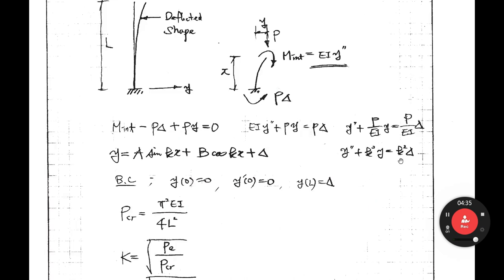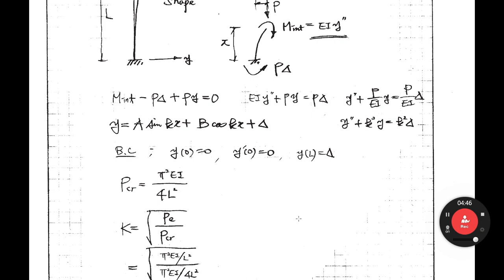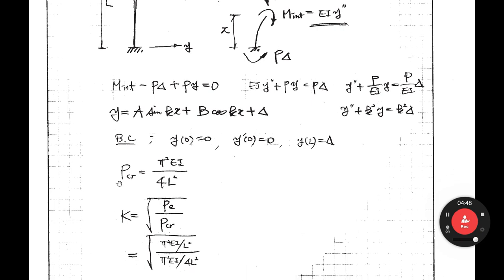Then if you solve this differential equation using these three boundary conditions, you can ultimately get P critical, the critical load, pi square EI over 4L square. I will not show the detailed procedure; you can refer to some textbook. The time of the lecture is limited, so I just show this result.